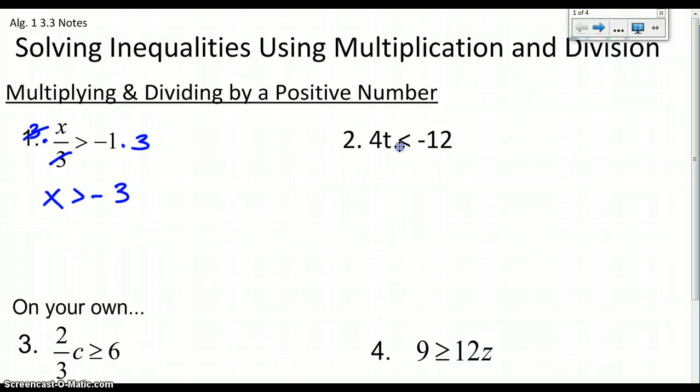So for number 2, instead of multiplying, we have to get t by itself, so we need to divide by 4. Divide by 4. Then we get t is less than negative 12 divided by 4, which is negative 3 again. So we got negative 3 and negative 3.